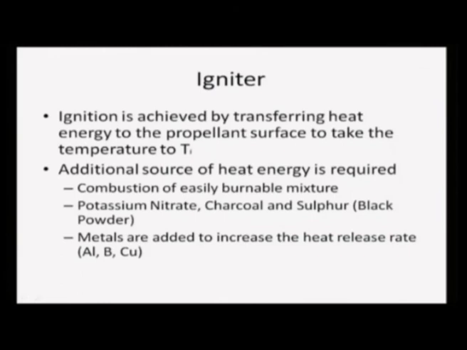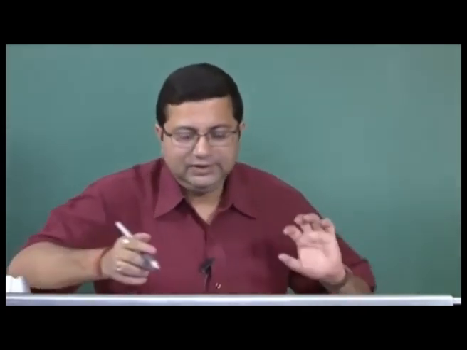Now, this heat energy can be obtained by combustion of an easily burnable mixture, or it can have potassium nitrate, charcoal and sulfur, like black powder. We can also add some metals like aluminum, boron, copper to further enhance the heat release. So, the igniter is a device which will initiate the ignition process, or the combustion process, or burning process. So, these are the typical types of igniters which are used.